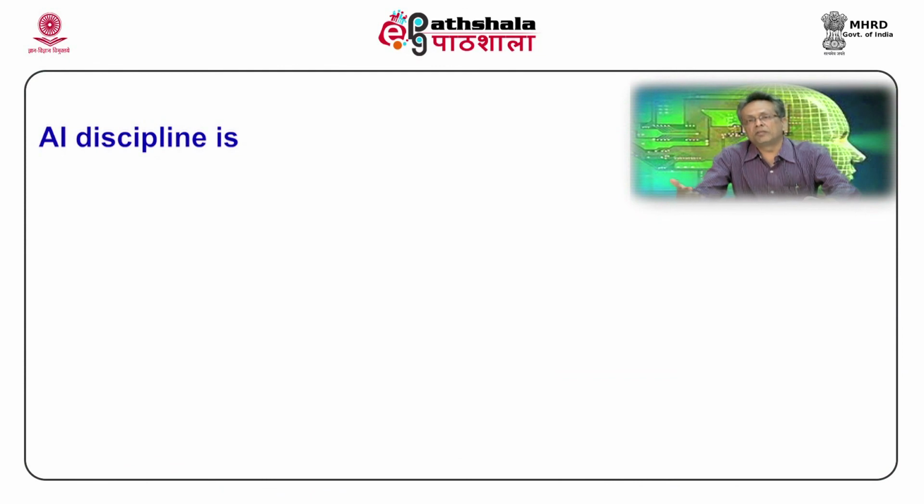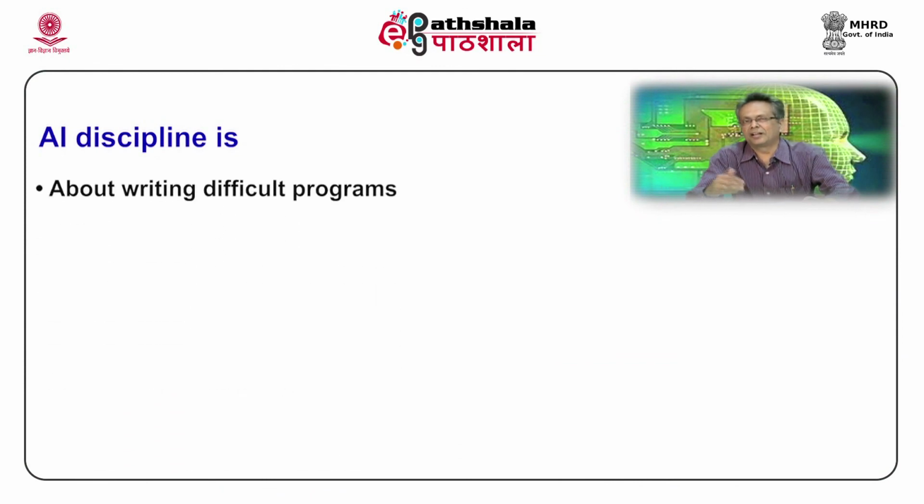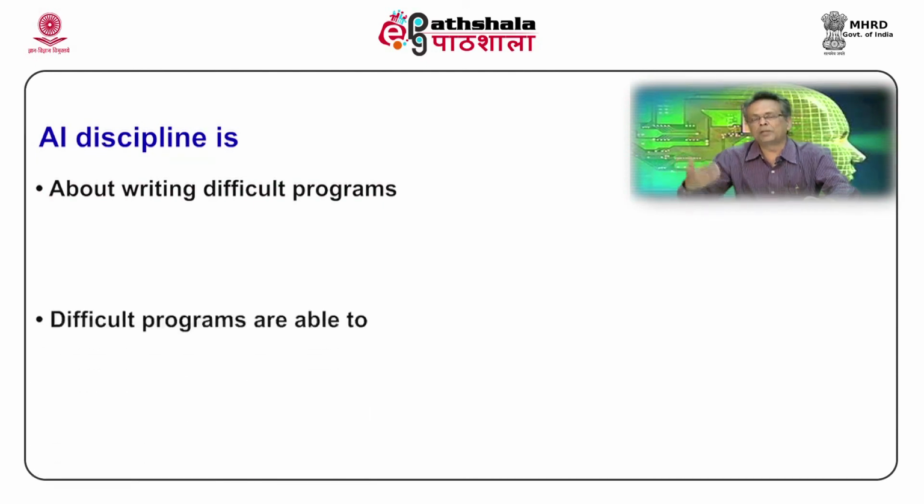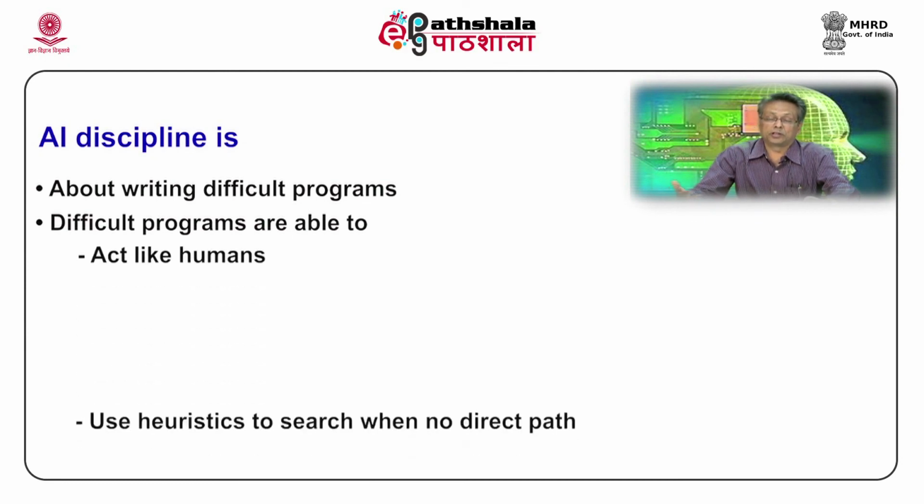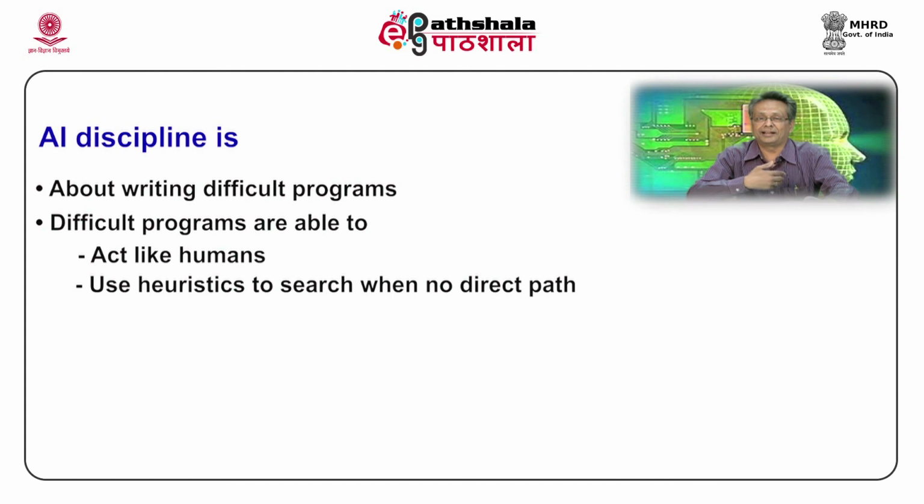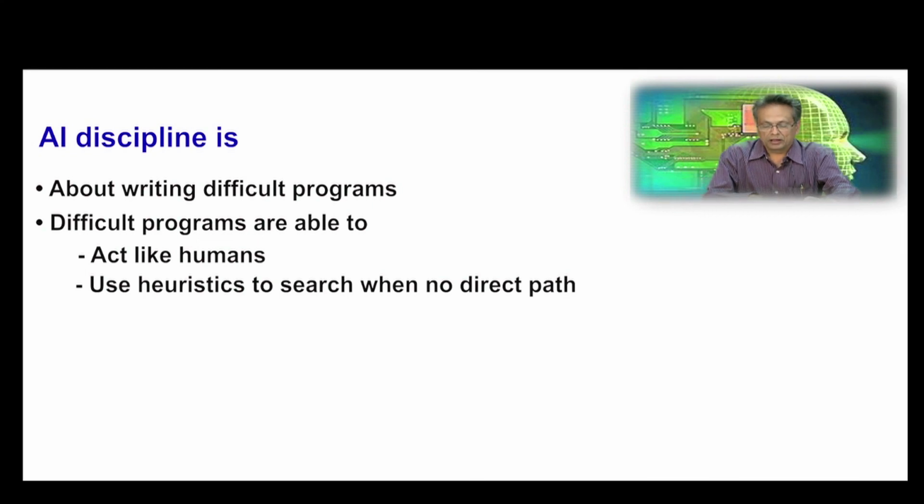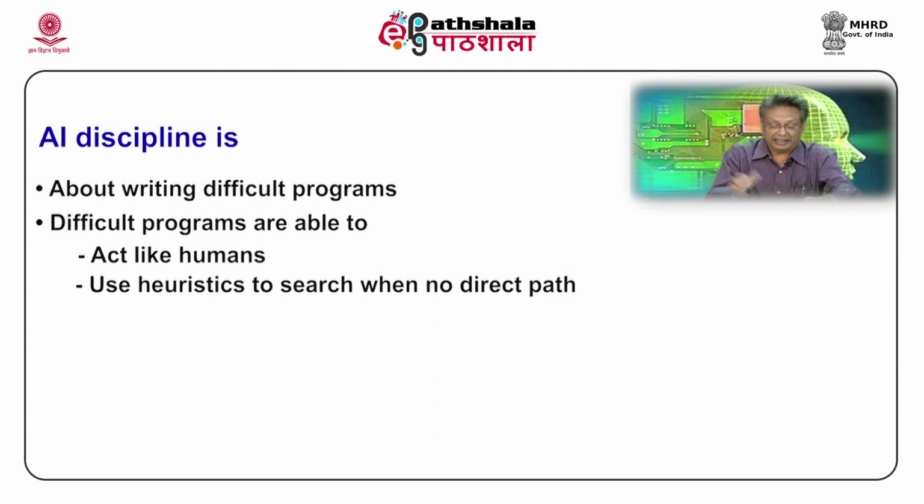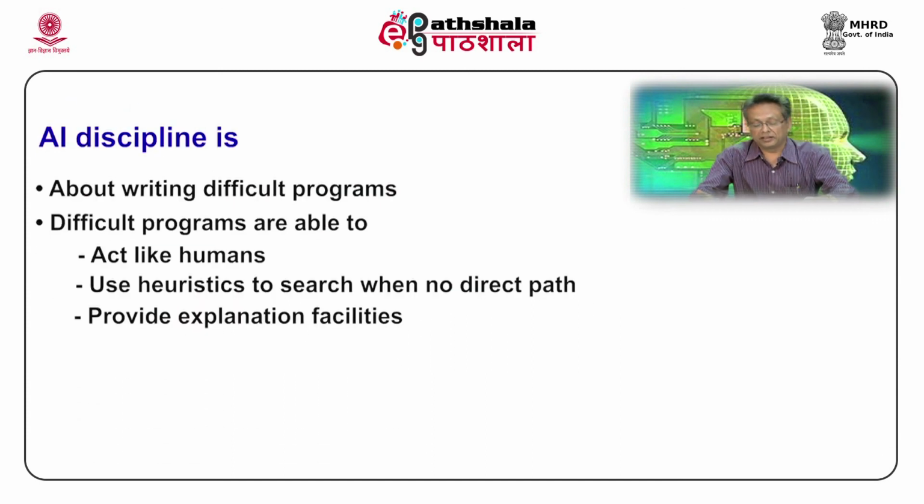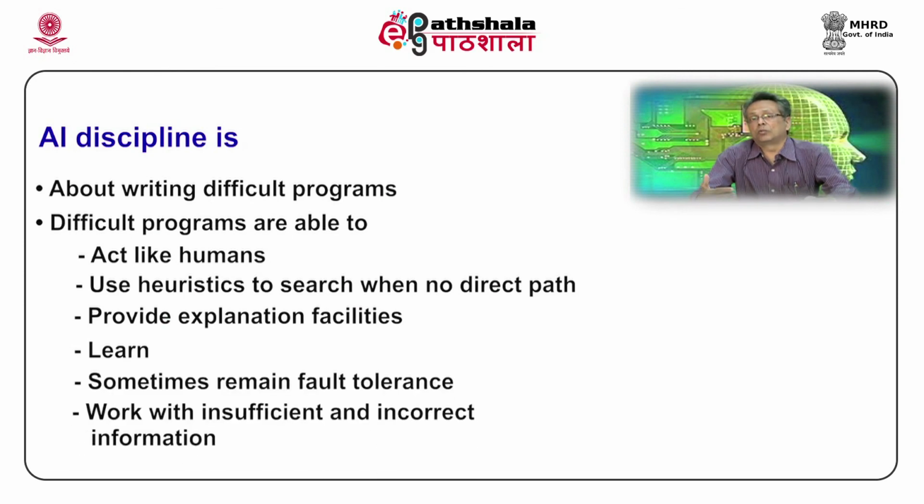Let me quickly recap what we have learned. AI is the discipline where we have learned how to write difficult programs, and difficult does not mean intelligent. Difficult means something which is hard to program because of the very architecture of the computer itself. The difficulty of the programs lies in their inability to act like humans. They have to use heuristics to search. In fact, if they don't, they'll entangle themselves into something called combinatorial explosion, a lot of combinations and permutations. They cannot search blindly. In fact, they need explanation facilities, they need to work with incomplete information, they need to work with incorrect information sometimes, and so on and so forth.